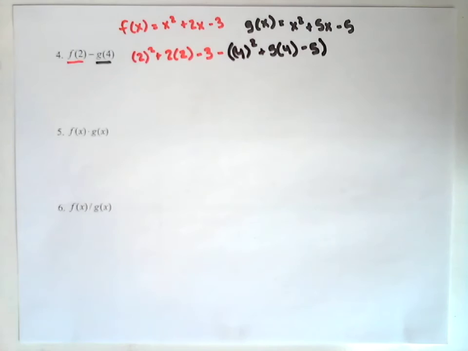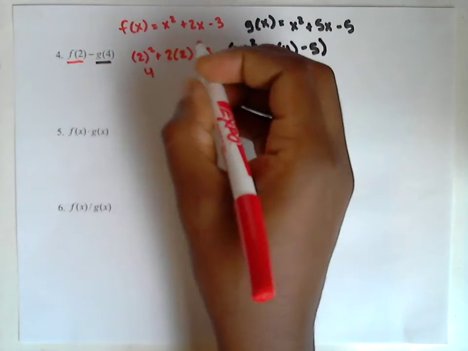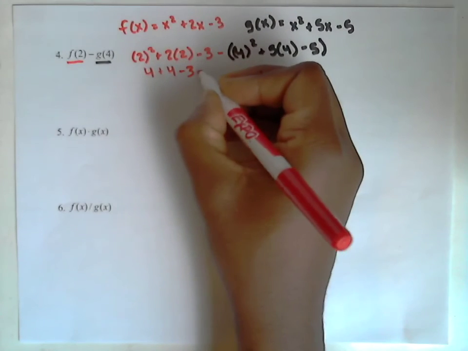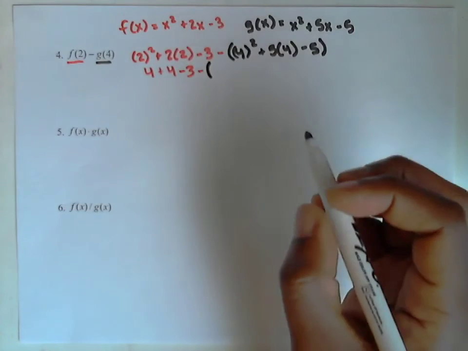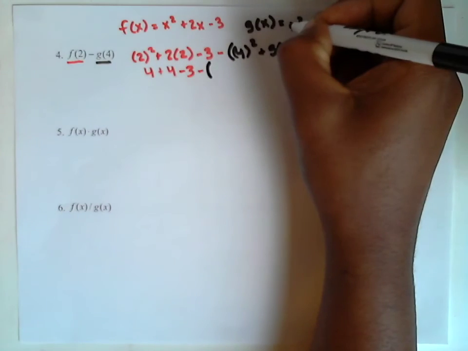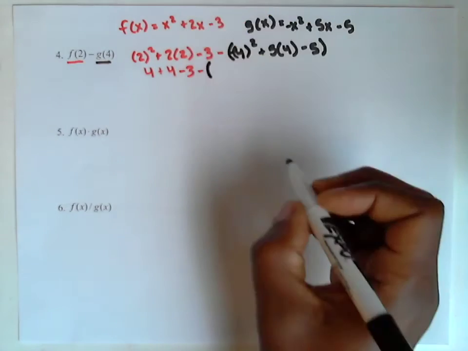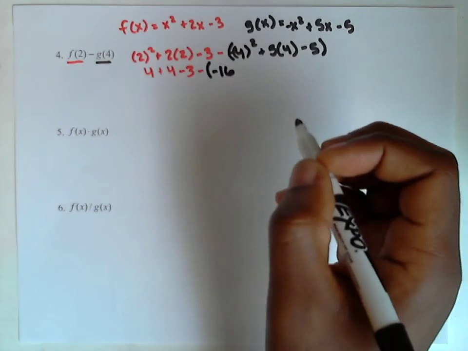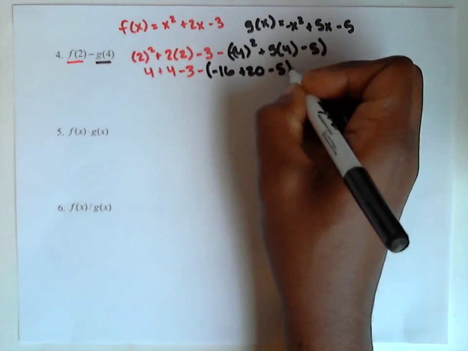Now from here I can just work the problem out, and I'll have 2 squared, which is 4, plus 2 times 2, which is 4, minus 3, and then from that I'm going to subtract my entire g of x value, so I need to keep my parentheses there until I do a little more work. I'll have 4 squared, which is 16, and actually, excuse me, that's the negative of x squared, so let me add that back in, and so I actually get a negative 16, and then I have 4 times 5, so that's plus 20, and then minus my 5.